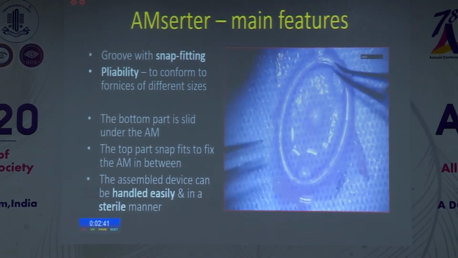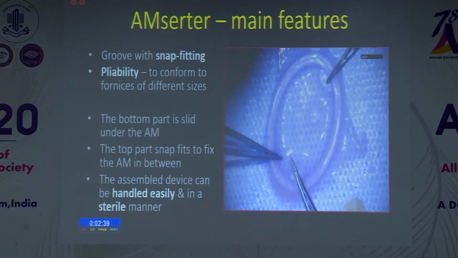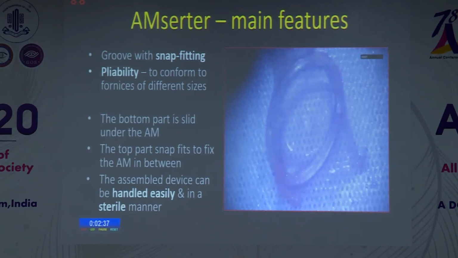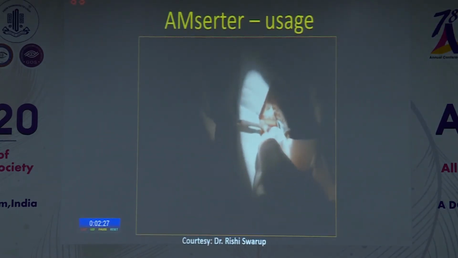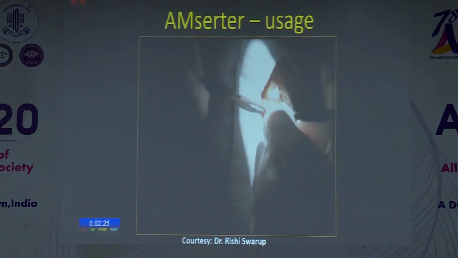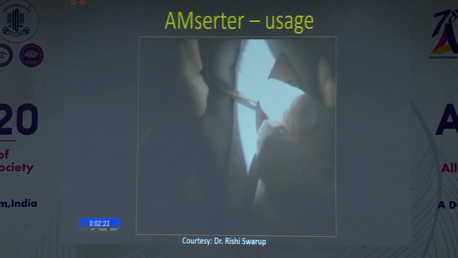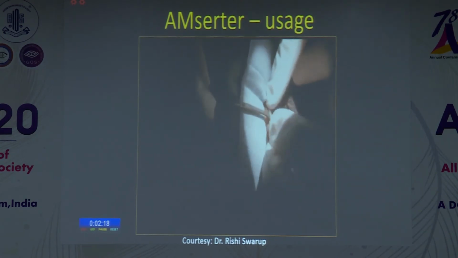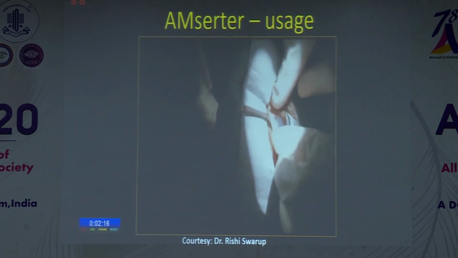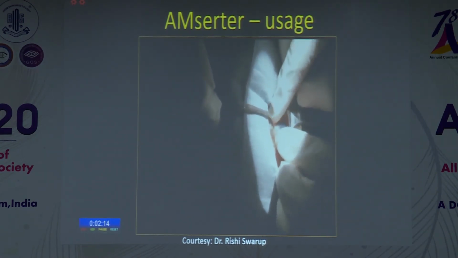So this is how the amniotic membrane is attached. The ring is placed below the amniotic membrane, and the top part is clicked into place. So it can be handled easily like a contact lens and in a sterile manner. I'll be showing you a couple of usages of the amniotic membrane and how this is a pre-assembled device which was assembled under the microscope. Now it is at the bedside, it is being tucked into the fornix.